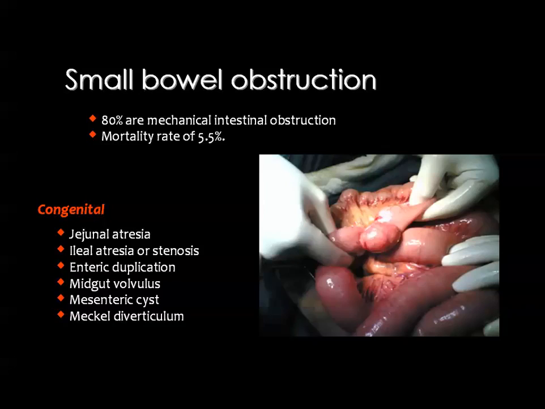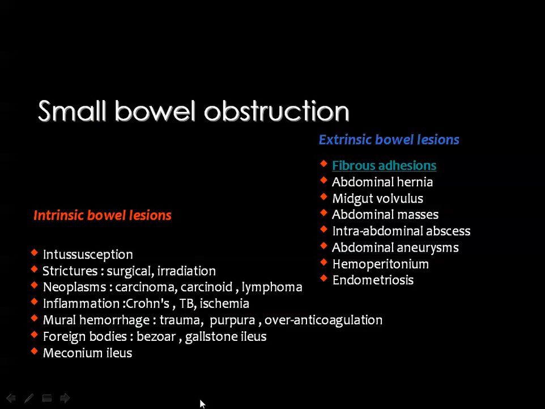There are congenital causes like jejunal atresia, ileal atresia, small bowel duplication, mid-gut volvulus, mesenteric cysts, and Meckel's diverticulum. And this will also be discussed in full detail in the sector of pediatric imaging. Then there are also causes from outside the bowel and causes from inside the bowel.